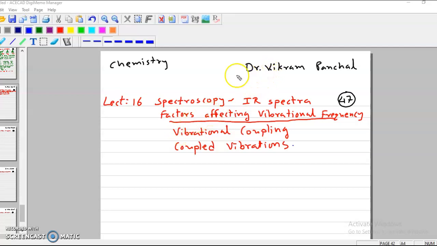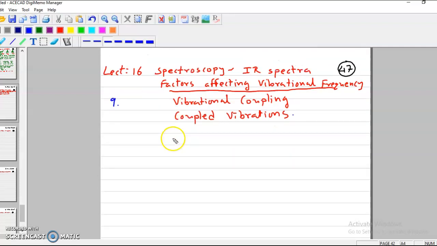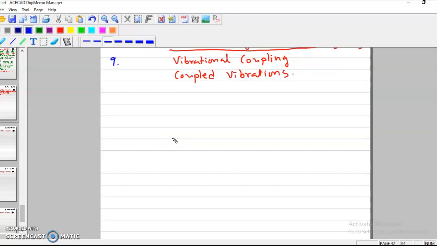This is Dr. Vikram Panchal and I'm dealing with spectroscopy for chemistry. This is the lecture of IR spectra and lecture number 16. In this lecture also I will explain you factors affecting vibrational frequency, and this is number 9. I have already explained 8 factors which affect the vibrational frequency, and this is the 9th one, which is called vibrational coupling or coupled vibrations.